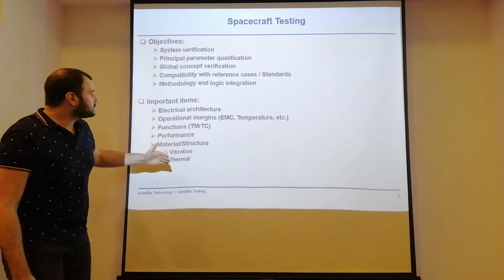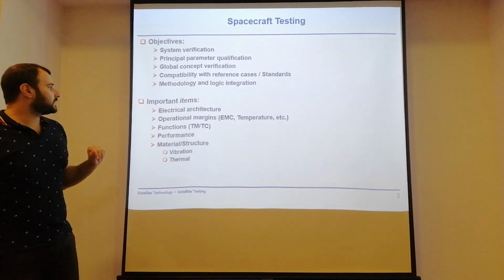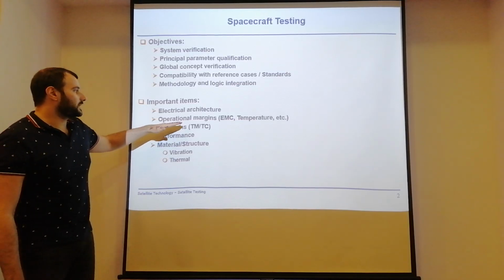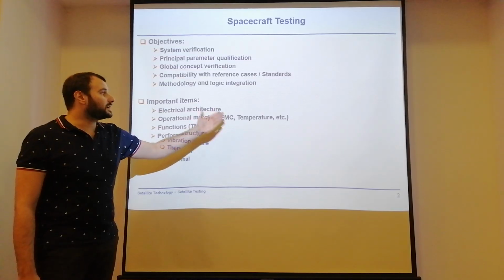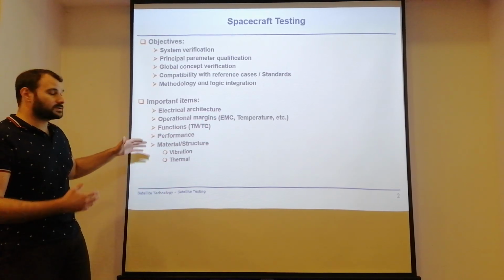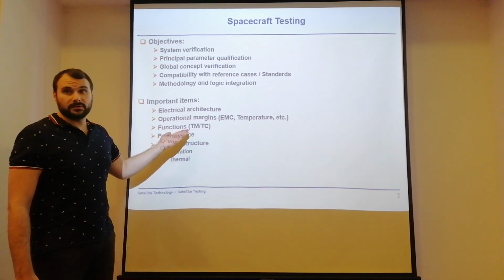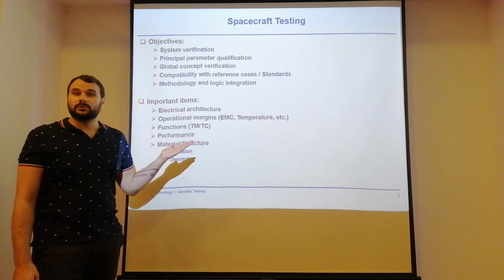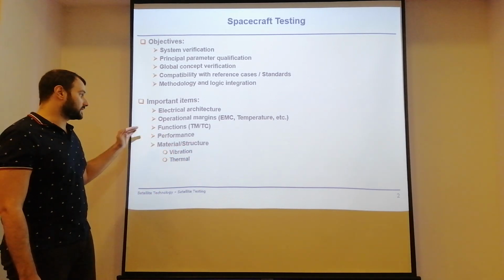The important items are usually the electrical architecture you want to test on. You want to determine operational margins due to an EMC test, temperatures, etc. You want to acquire and test the functions of your spacecraft, as in the previous section, the TMTC, your radio link you want to test, and you want to verify the functionality of the system.